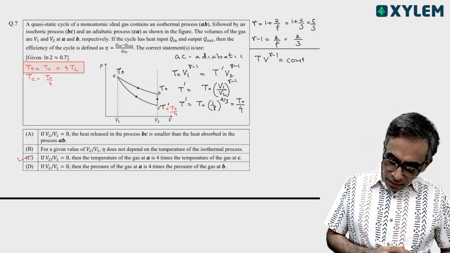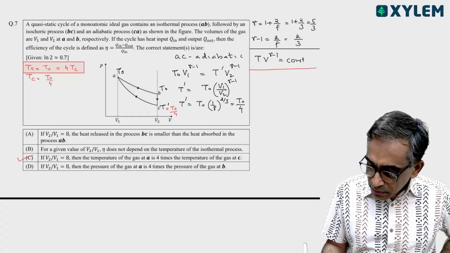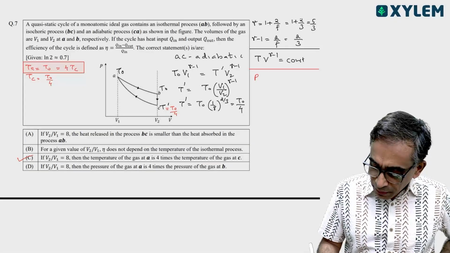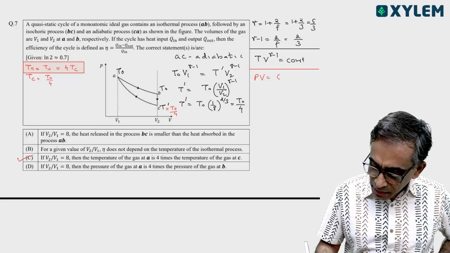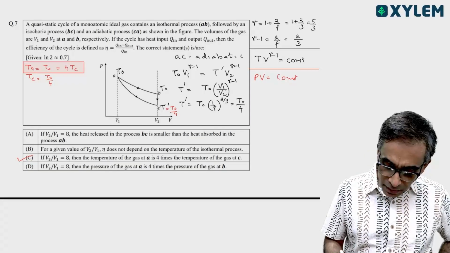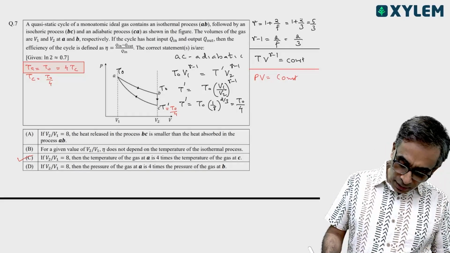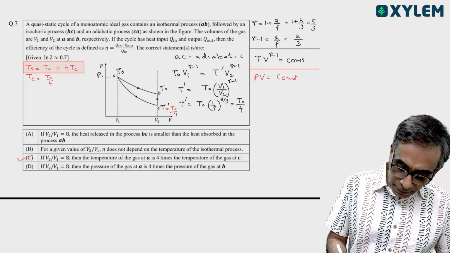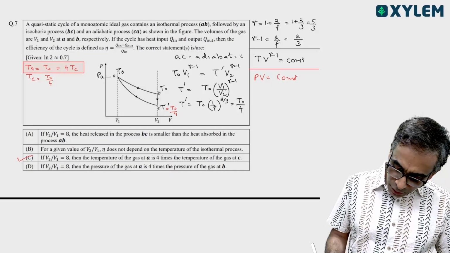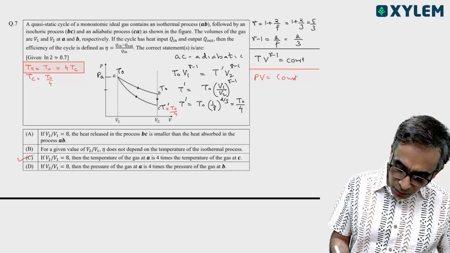Okay. In isothermal process, temperature being constant, we can write PV is a constant. So you want pressure at A. Let us call this pressure at A as PA. And then you want pressure at B. Let's call it as PB.